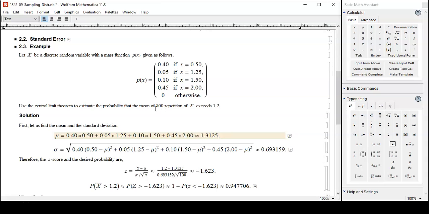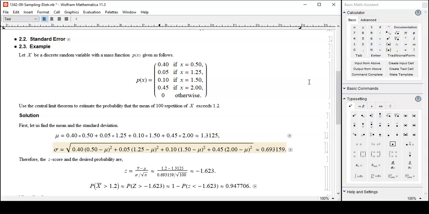Which means no matter how many repetitions I take, no matter what kind of sampling I do, the expected value is 1.3125. Now, how about standard deviation? Well, here's a standard deviation computation. Payoff times probability times deviation squared, probability times deviation squared, and so on and so forth. You get variance, take the square root, and that's the standard deviation.